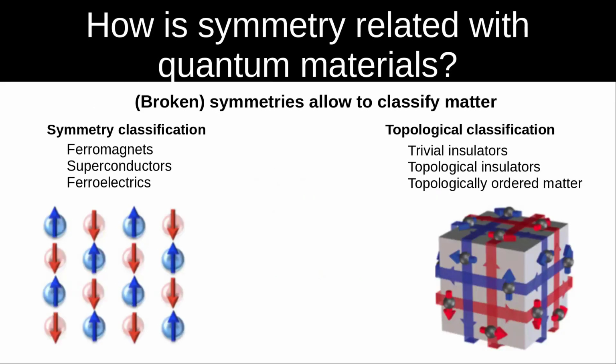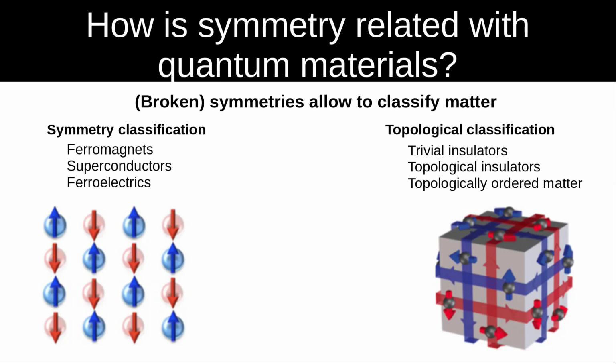Okay, so we've seen that we can classify many states of matter according to which symmetry they break. They break time reversal symmetry, they are magnets; they break inversion symmetry, they are ferroelectric; they break gauge symmetry, they are superconductors. So now the question is, are all states of matter, or all the quantum materials of interest, classified according to the symmetries that they break? And the answer to this question is no. There are some materials that have unique properties such that they cannot be classified according to the symmetry that they break.